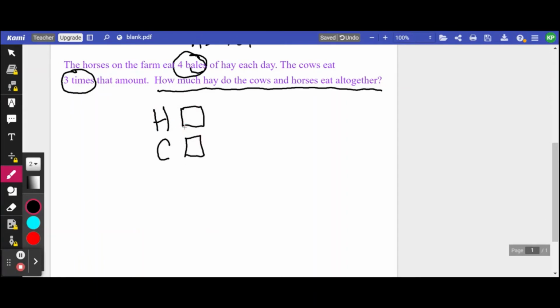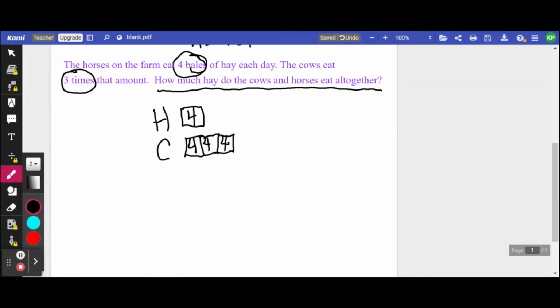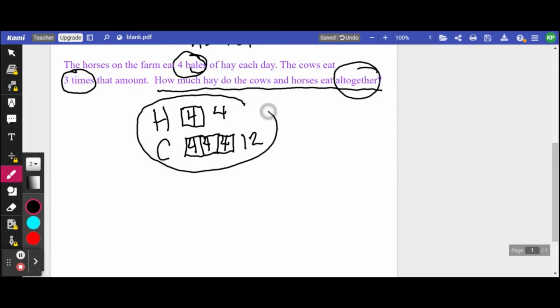Okay, then I'm going to make my boxes match the problem. So here it says the cows are 3 times that amount. So now it looks like this. Okay, so again, the horses had 4. These were carbon copies of each other. So if that's the 4, that's the 4, and that's the 4. And then I'm going to put the totals at the end. Okay, but my question here was, how much did they eat all together? That's an important word. So now instead of just looking at cows, I'm looking at everybody.